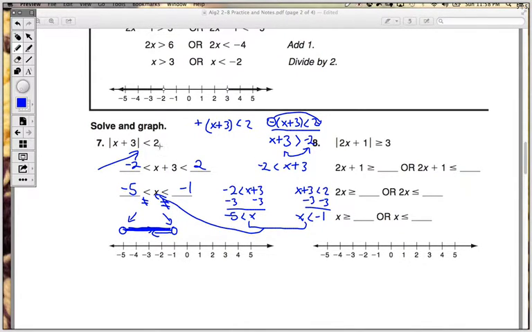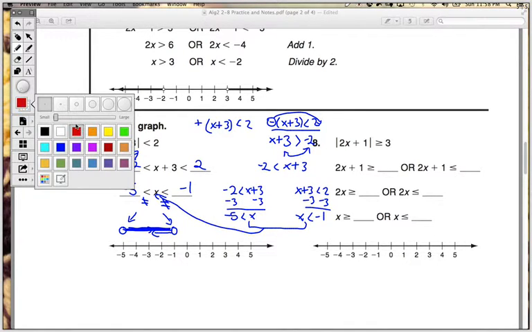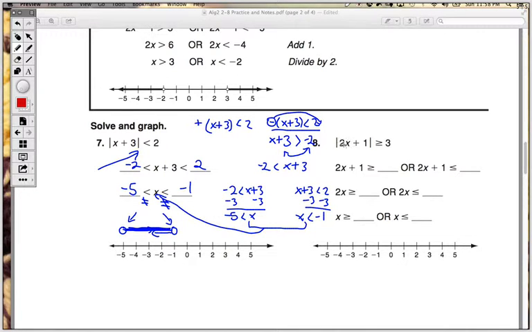Now that we've done all that work for just one problem, let's do one more in a different color. So now we have 2x plus 1 is greater than or equal to 3. Okay, so now this has this weird OR thing going on, but this is really what's happening. So we got the positive 2x plus 1 is greater than or equal to 3. But then we're going to have the negative 2x plus 1 is greater than or equal to 3.